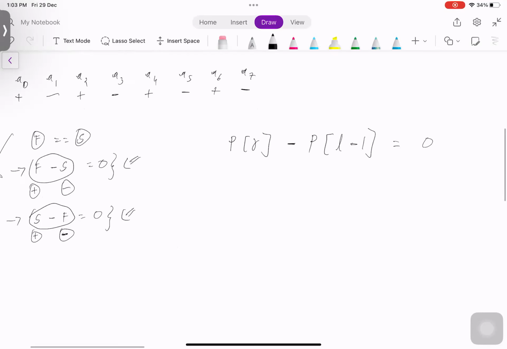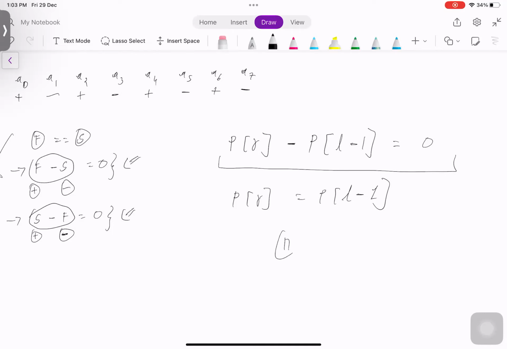So for this equality to hold true, PR should be equal to PL minus 1. So now what we can do is fix the Rth point and then check if there exists any PL minus 1 which is equal to PR. To fix R, we can iterate one loop, which will cost us N. And then we can maintain a structure like a set to check if there exists PL minus 1 which is equal to the current fixed PR.